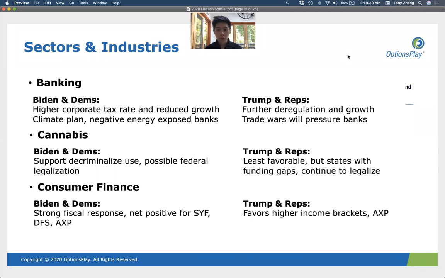Under the Trump administration, the stimulus, generally speaking, affects higher income brackets. So names like American Express are ones that we see as a net beneficiary. The broader names that have exposure to a wider income bracket, like Discover and Synchrony, are less likely to be a net positive. But American Express, and any of these consumer finance names that cater to a higher income bracket, which is predominantly limited to American Express, are the names that will likely see a net positive from that.